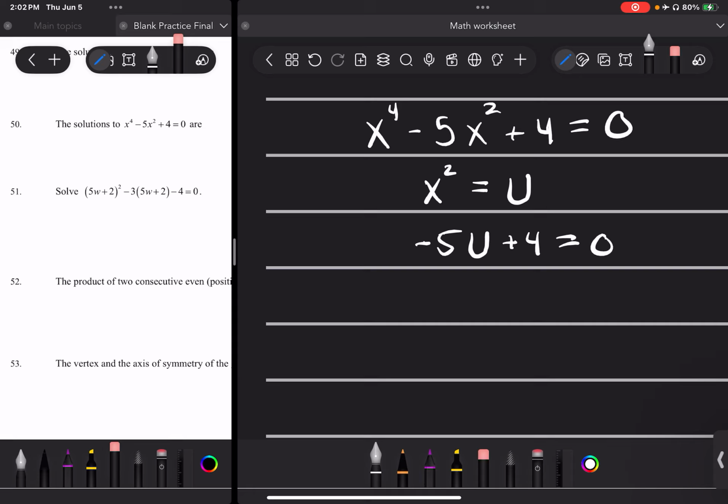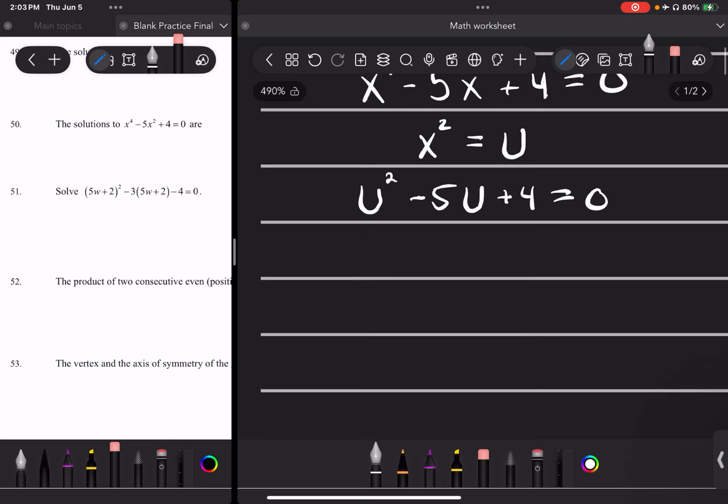Now, the first one is 4. So 2 and 2 make 4. In other words, if I had 2 U's, I would multiply and get that 4 right back up. Now, this is a proper trinomial, so let's go ahead and solve this one. At this point, we just have 4, so 1 times 4 is equal to 4. 1 plus 4 is equal to 5. And because we have a negative, both will be negative.